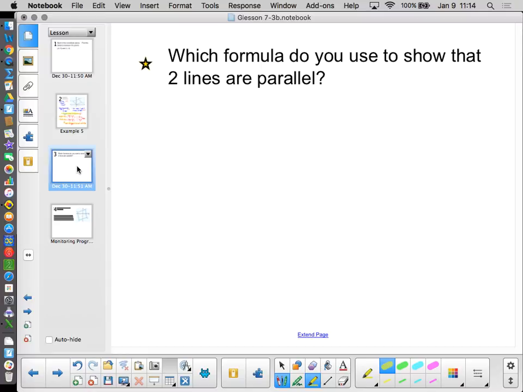Okay? So here's our next question. We're going to do another example in just a minute. What formula to use to show that two lines are parallel? Just a real simple question. Answer it.